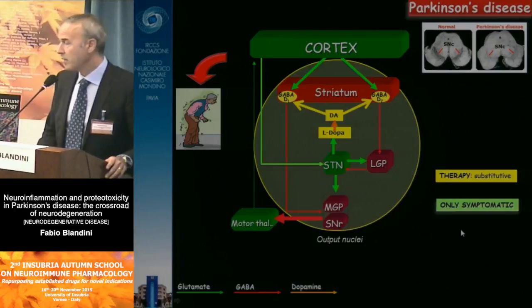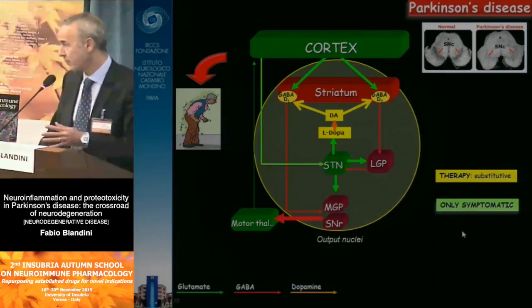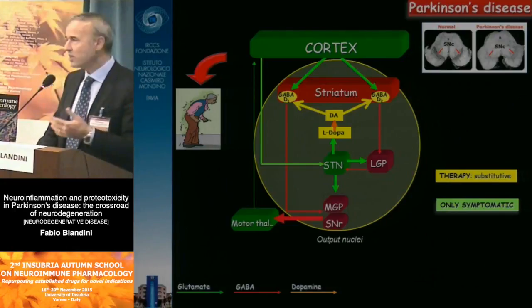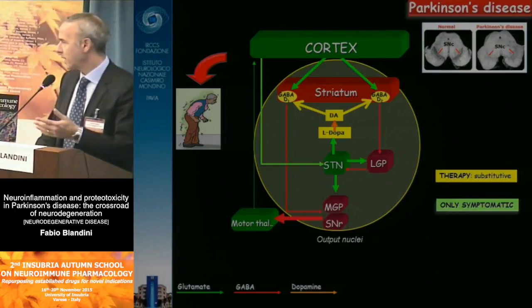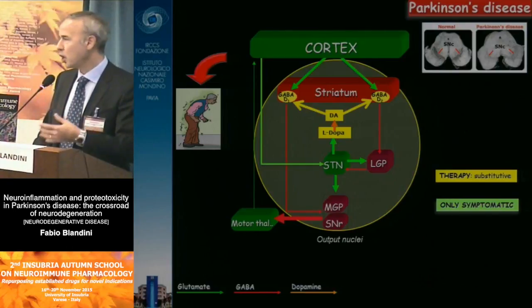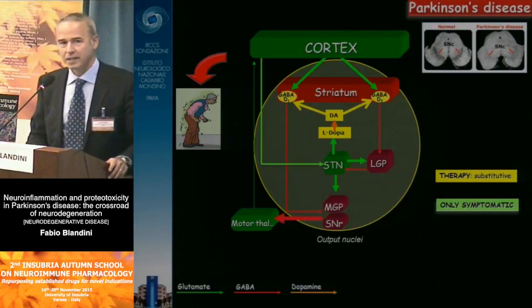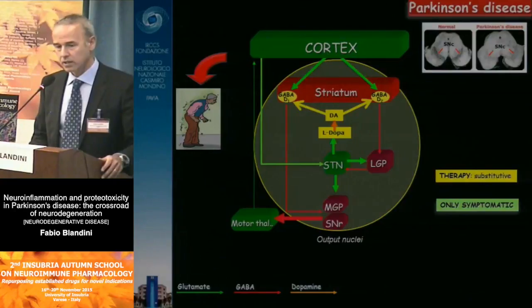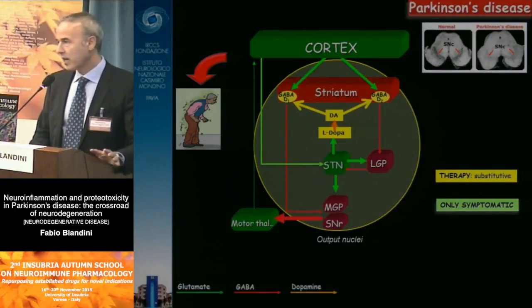Which means that this is a therapy which is only symptomatic, so it impacts only on symptoms. It does not modify in any way the progression of the disease. Some years ago, probably some of you remember, some studies started to say that levodopa could be toxic to the dopaminergic neurons because it undergoes oxidation, levodopa per se or dopamine.